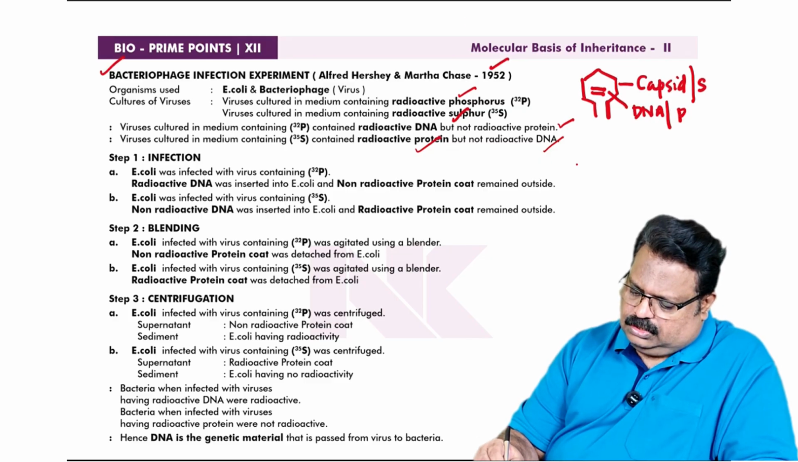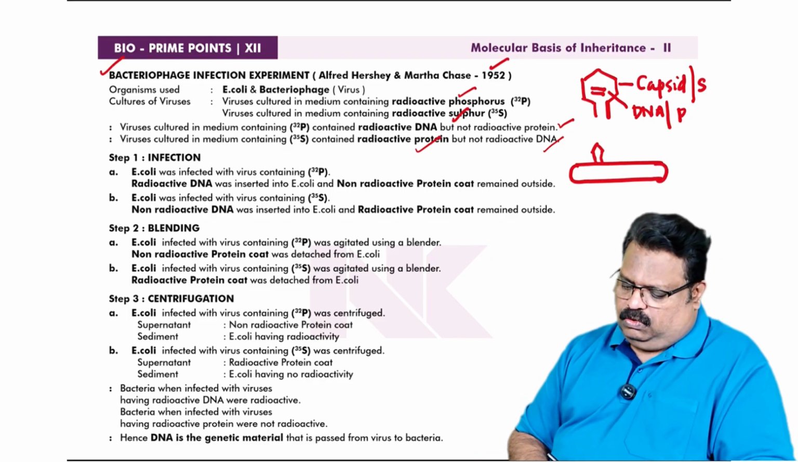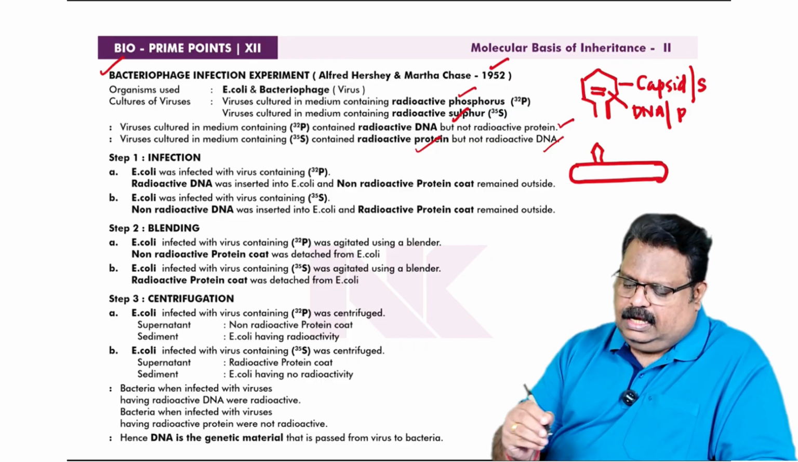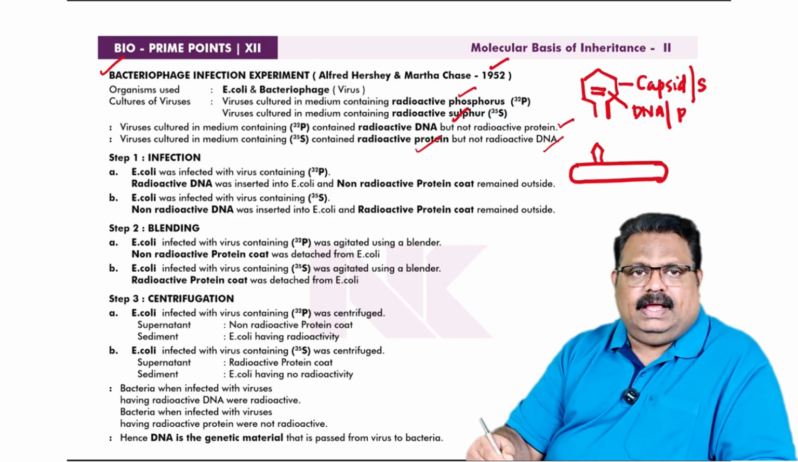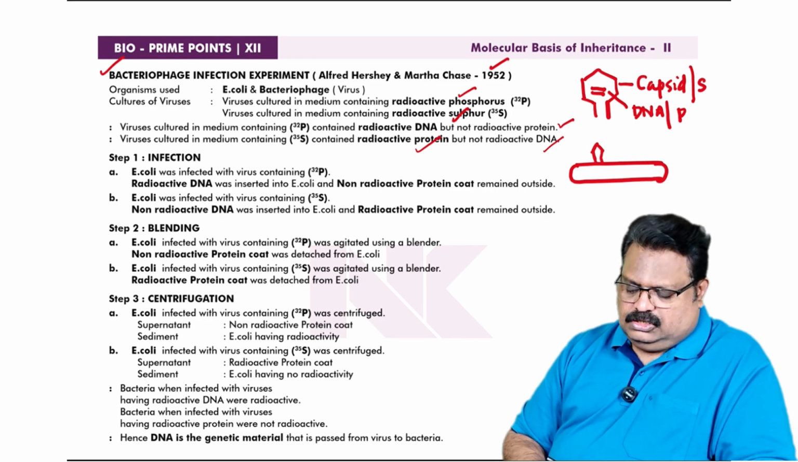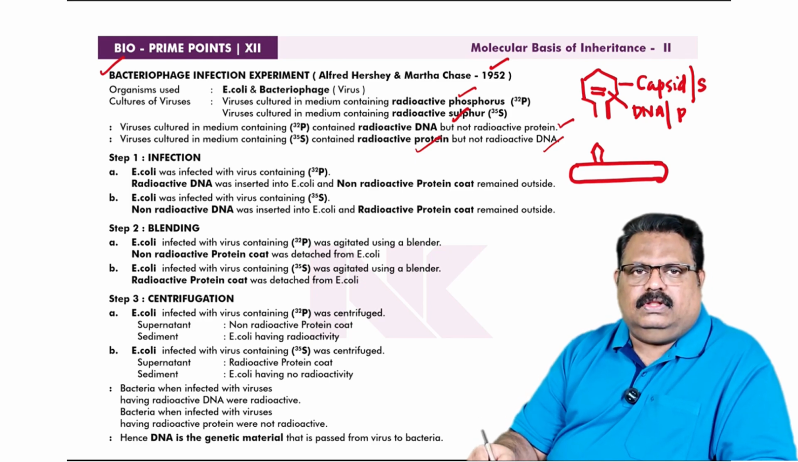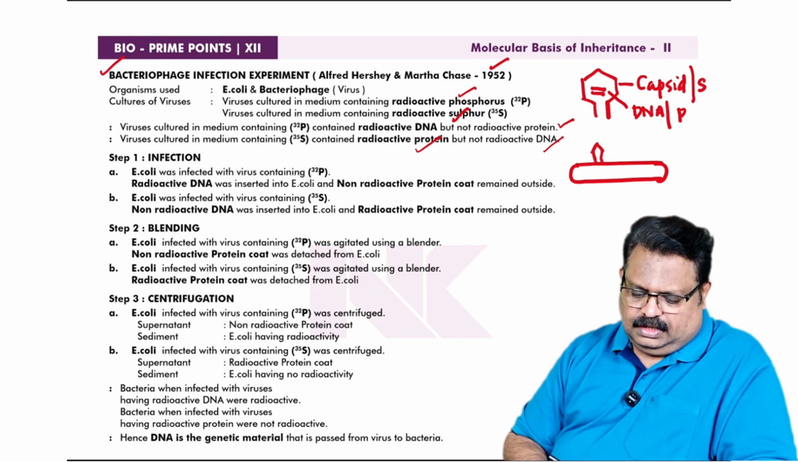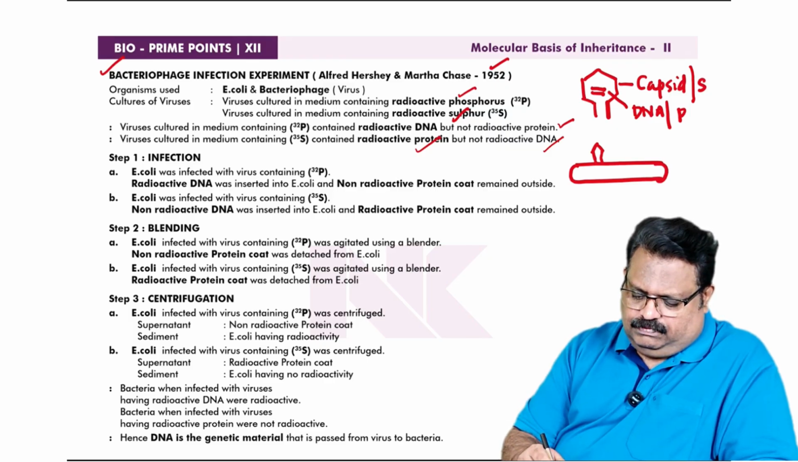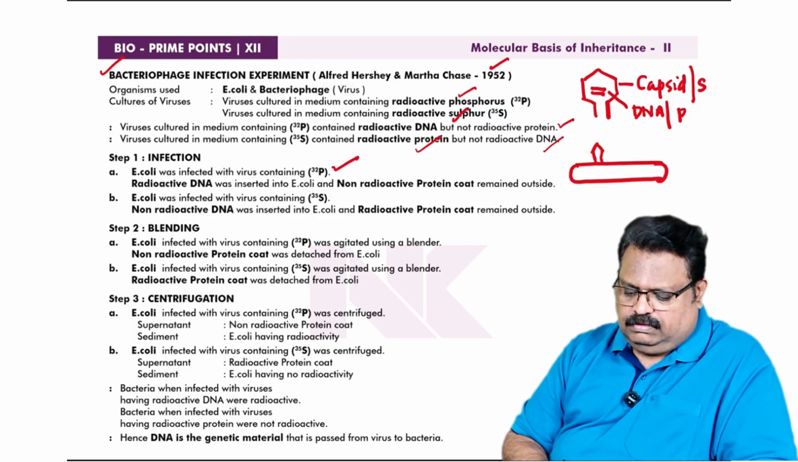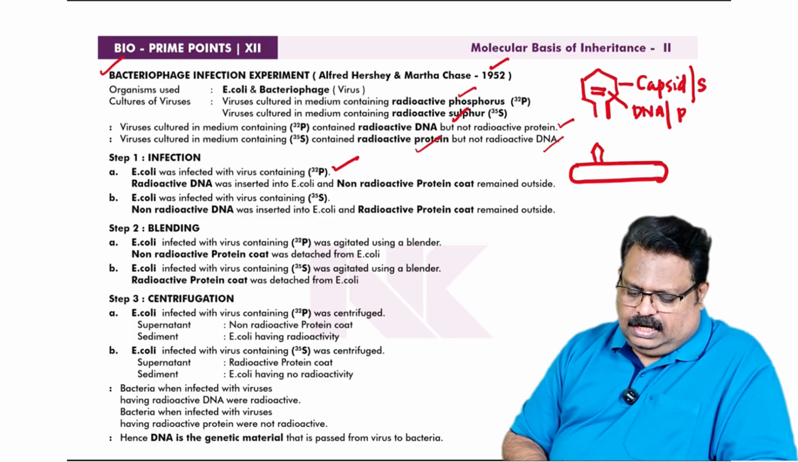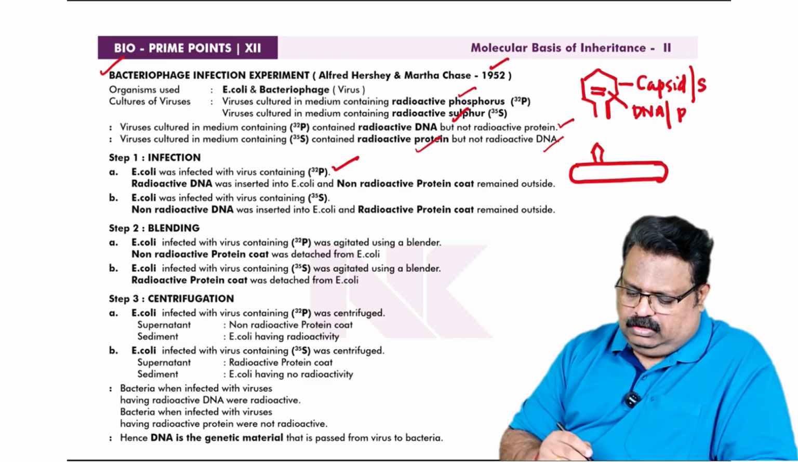When the virus attacks E. coli, it will insert the DNA into it. The protein coat remains outside. The entry of viral DNA into the E. coli is called infection. In the first step, E. coli was infected with the virus containing radioactive phosphorus. The radioactive DNA is inserted into the E. coli and the non-radioactive protein coat remains outside.